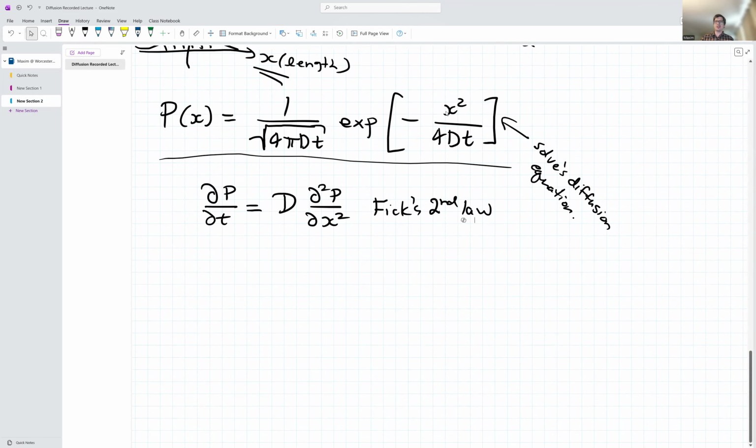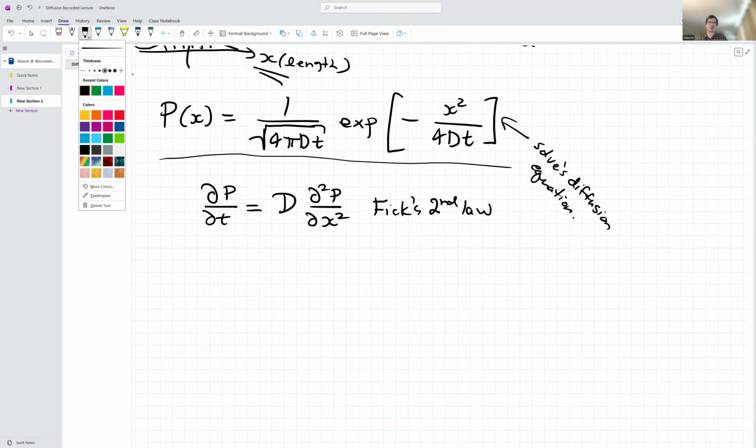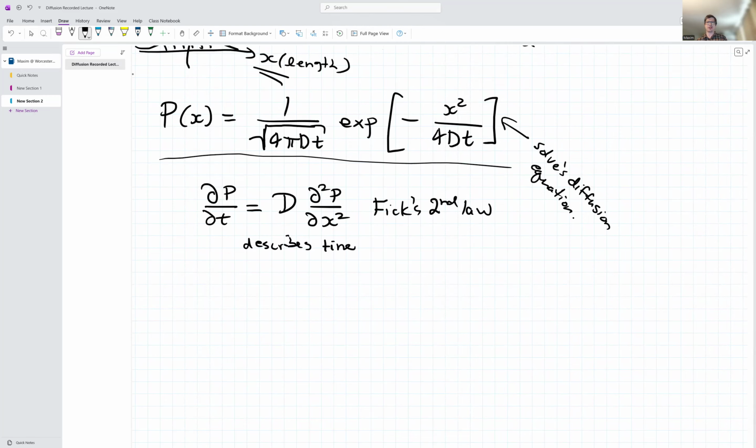This particular solution, the one that we derived here, assumes that you have everything start at the origin. And then you ask, how does the concentration of random walkers or the probability distribution spread out over time? That's not usually the kind of initial condition we worry about in material science. Usually you have something like a fixed concentration on one side of a material. So this describes time evolution, how things evolve in time.